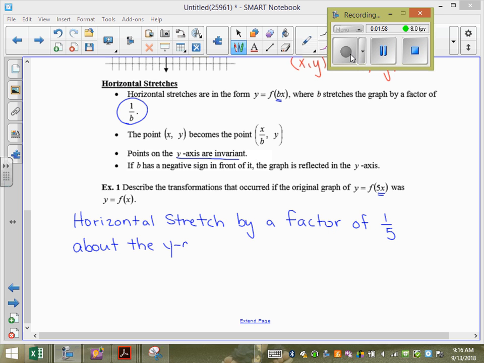So if it's with the x, it's always about the y-axis, or it's a reflection in the y-axis. If it's not with the x, it's in the x-axis. What would be my mapping here? x, y would become what? X over 5 or 1/5 x, yeah. And then the y would just stay the same in this case because there's nothing outside that bracket that's different, right? So if it's outside the brackets, it affects the y. If it's inside the brackets, it affects the x.